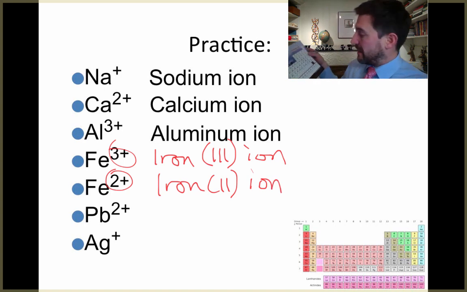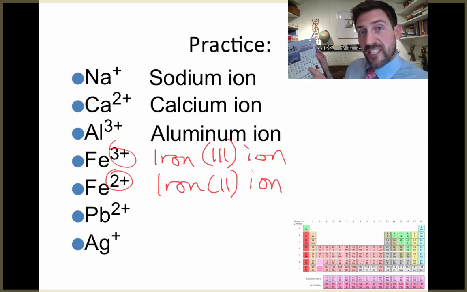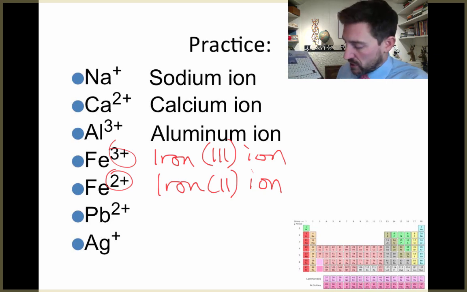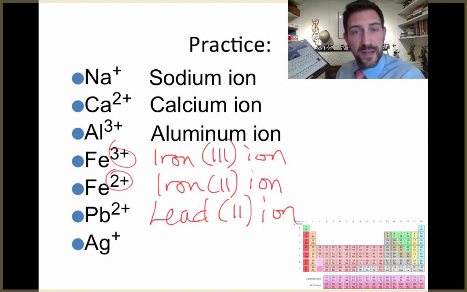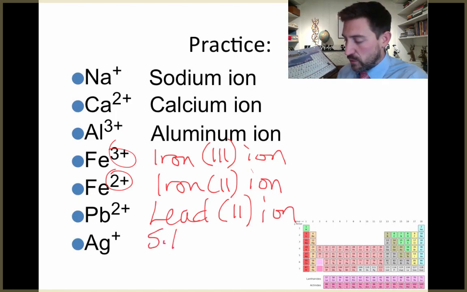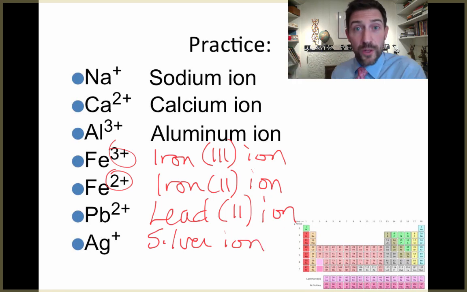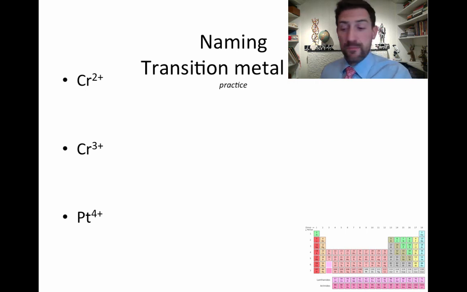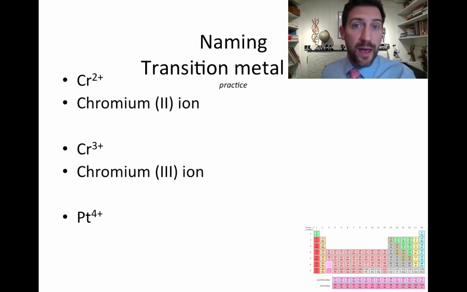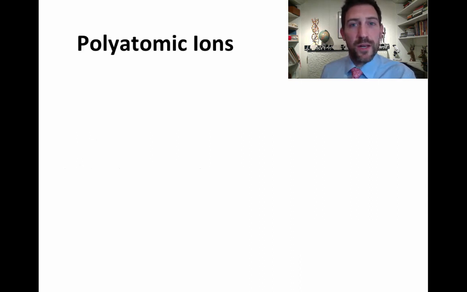I find lead. Lead's got several options as well, right? It's got an oxidation state of 2 or 4. So I need to say which one I'm using, which is lead 2 ion. And finally, silver, I looked that up. Oh, silver only has one oxidation state. So I don't need to say which one it is because there's only one option. It's silver with a positive charge. And a few more just for practice. Chromium has a couple options. So chromium 2 ion, chromium 3 ion, and platinum has several options as well. So you got to say which one it is.